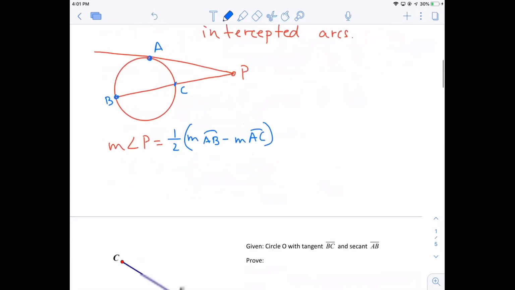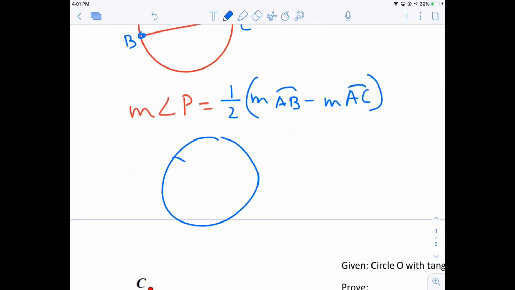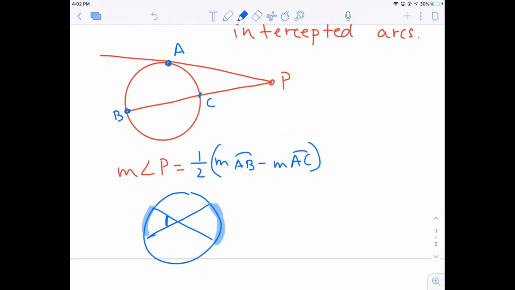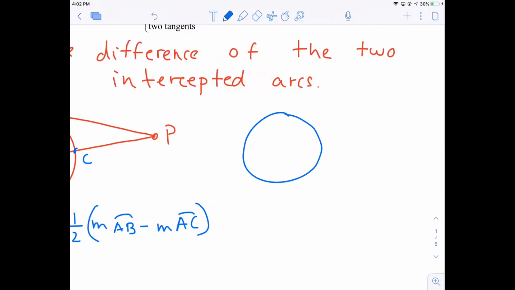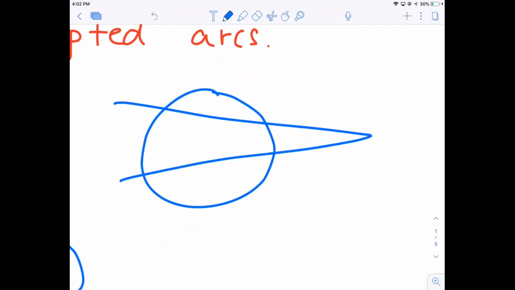So it's kind of opposite from what we did yesterday. When we had two chords intersecting inside the circle, this angle measure was the average of these two arcs. So we would sum the two arcs and divide by 2. So when it's on the inside, you add them. When it's on the outside, you subtract them. It's the difference. And of course, the same thing if this is angle P here. It's going to be the difference of those two arcs.